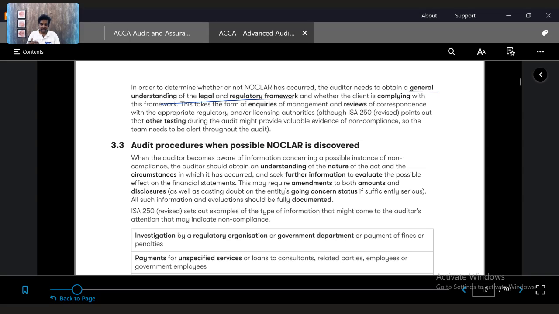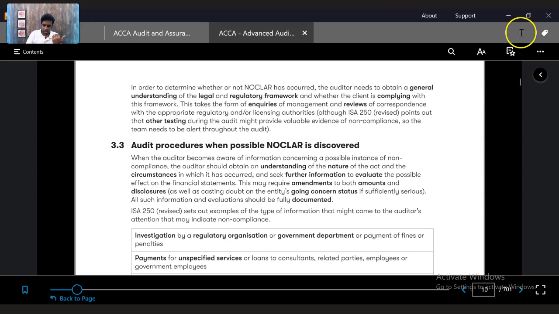To ensure whether the client is complying with certain laws and regulations which have a direct effect, we set up certain direct procedures like inquiring and reviewing documents. For example, taxation. We will ask them for tax returns that have been filed in previous years. We can ask for the tax payment details that have been paid over the last few years. Companies Act provisions: auditors are required to learn the Companies Act provisions and see if the financial statements are in compliance. If not, the auditors should clearly recommend to the client that they are not following the Companies Act.